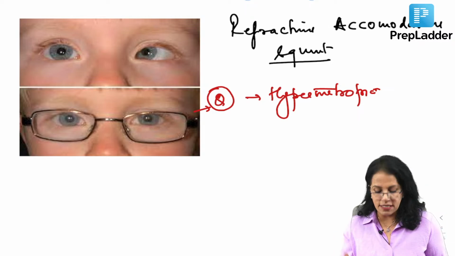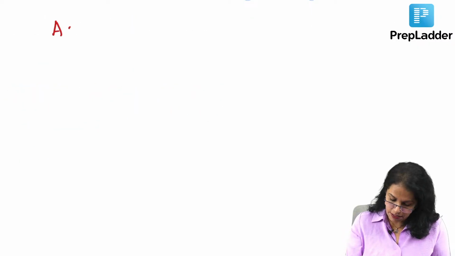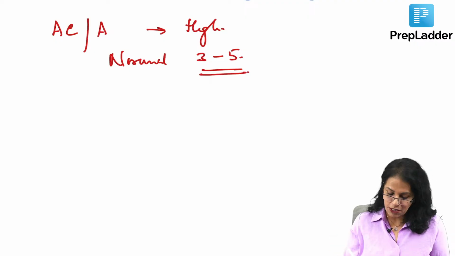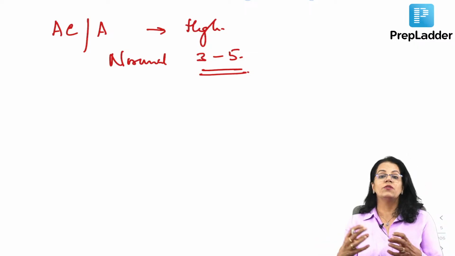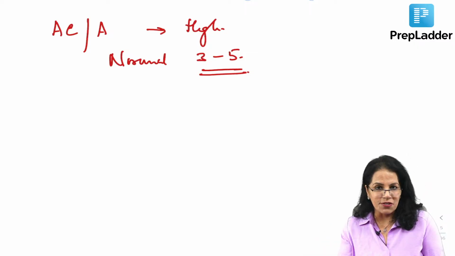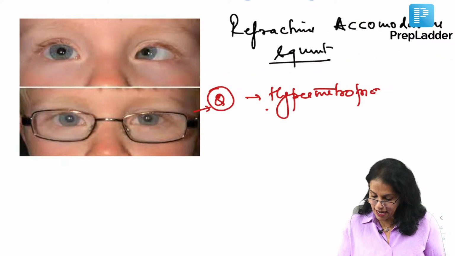What is non-refractive? Where the AC/A ratio, accommodative convergence by accommodation ratio, is high, right? So, what is the normal range? It can range from 3 to 5 in a normal person, but when it is high, even that can lead to accommodative squint. Even a little bit of accommodation and the eye will converge. We remember this? Yeah. So, for refractive, we have corrected hypermetropia.